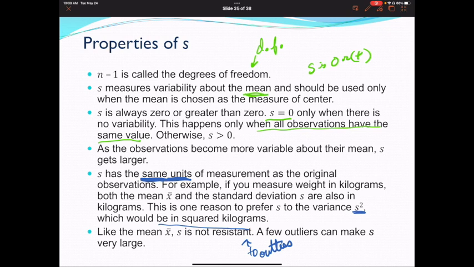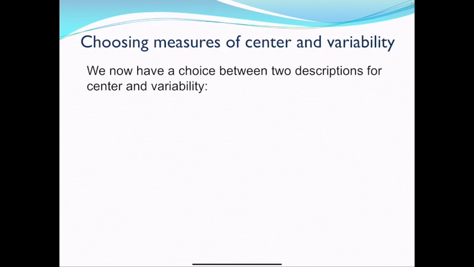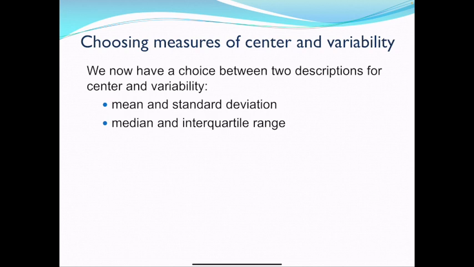So how do I choose what measures to use? I need to choose measures of center and variability. I just said we can't use standard deviation when we're using median, but what do I use? If I'm using mean, it's going to have a standard deviation. If I'm using median, we're going to use our interquartile range, that IQR, which is Q3 minus Q1. That's what I'm going to use.